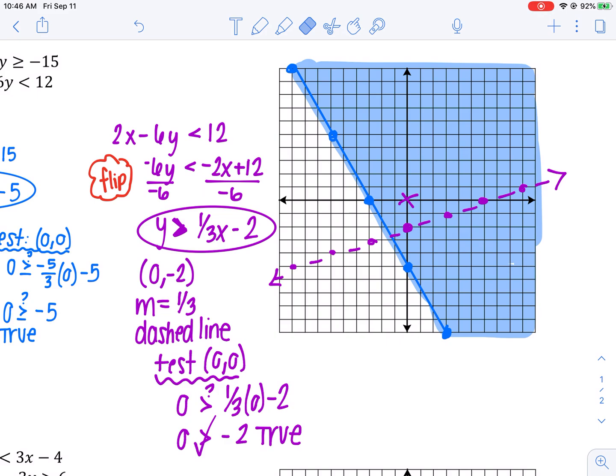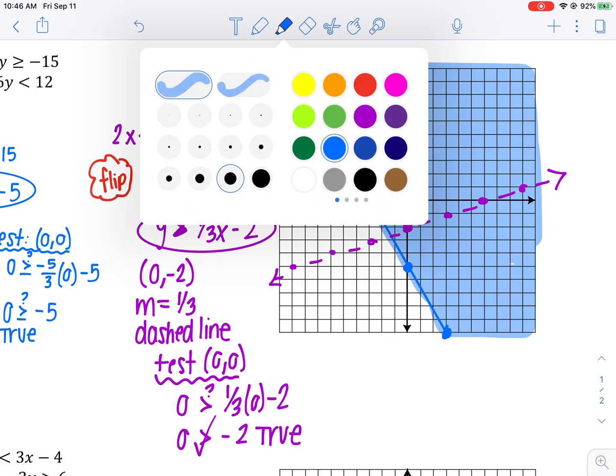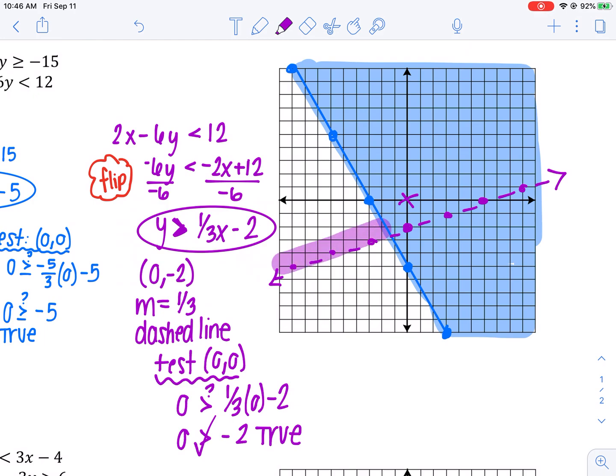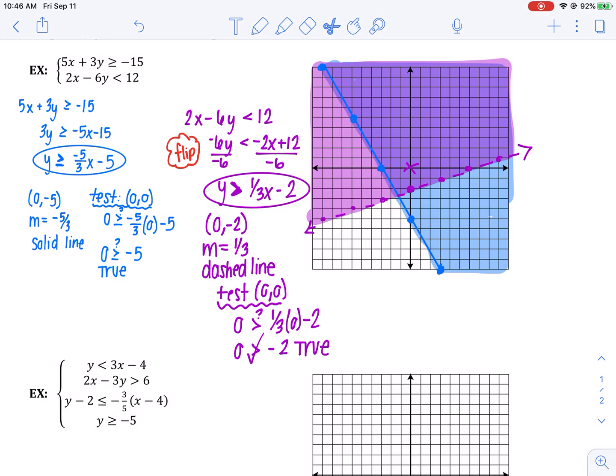Notice it's above, so I'm going to change my color. I'm going to shade everything above, completely ignoring the blue that was there. Pretend it's not there. This is my solution for just the purple inequality.